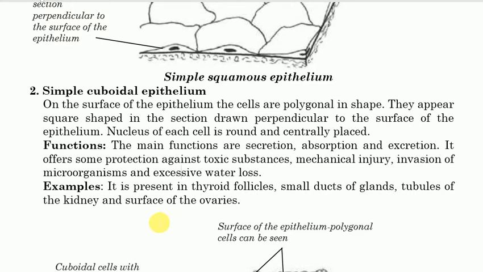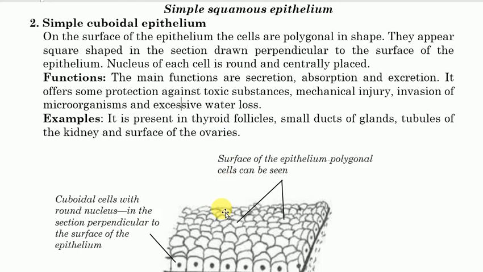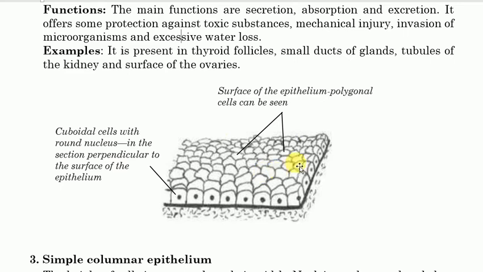Example, it is present in thyroid follicles. Almost all glands are made up of the simple cuboidal epithelium. It is present in thyroid follicles, small ducts of glands, tubules of the kidney, and surfaces of ovaries. So as you can see, on the surface the cells appear as polygonal, and the nuclei are round, and here this is the lamina propria. This which is drawn in black is the basement membrane. So you can see the surface of the epithelium, polygonal cells can be seen, and a cuboidal cell with round nucleus in the section perpendicular to the surface of the epithelium is seen here.